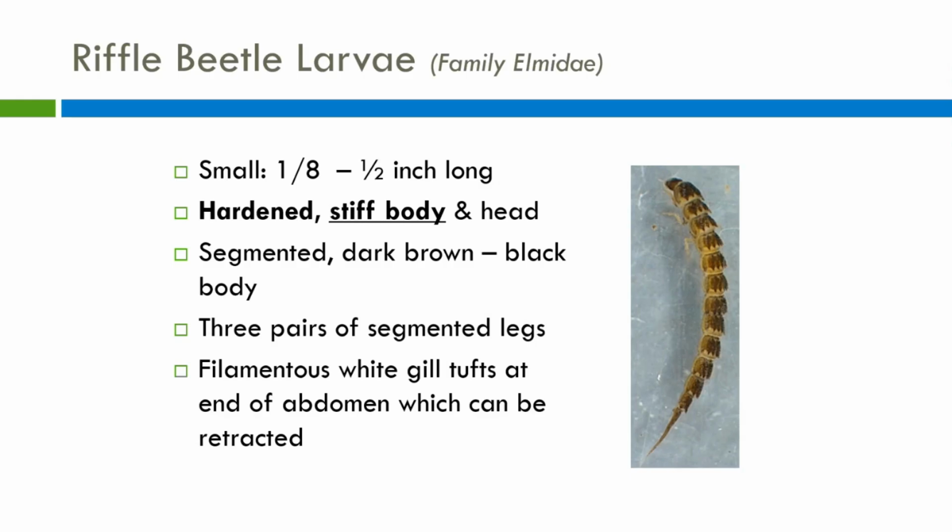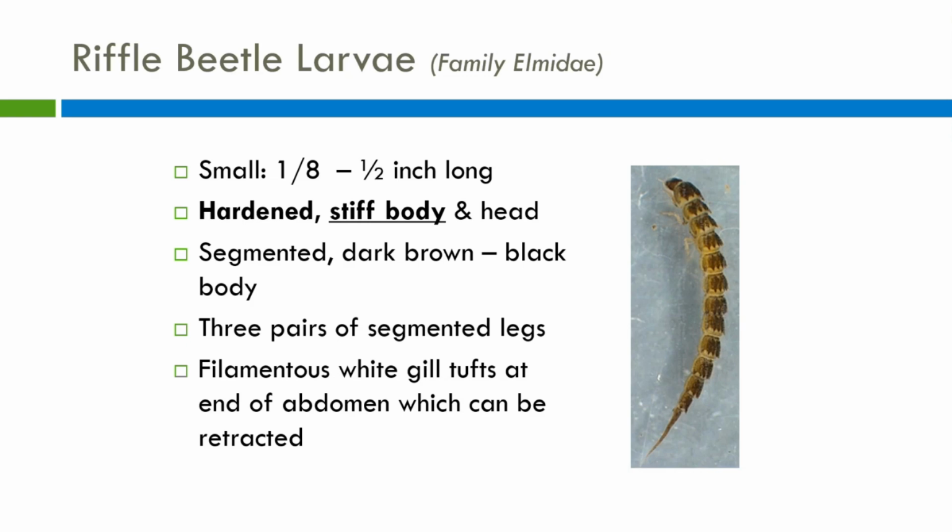So moving on to our beetles now. We'll start with our riffle beetle larva, family Elmidae. Now these tend to be quite small, less than a 1/2 inch long. They are beetles and they have this chitinous covering all the way from head to end of abdomen. They tend to be dark brown or black. Because they're so small, they tend to look like little black commas in the bottom of the tray. And you can see them move a little bit.